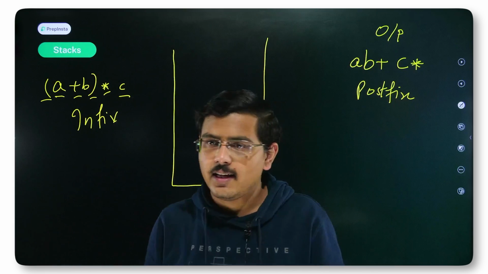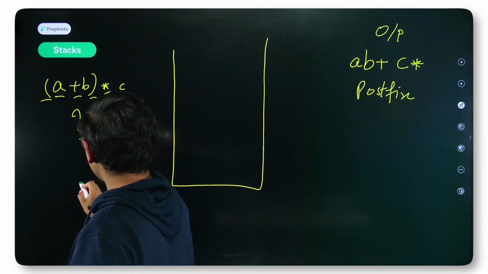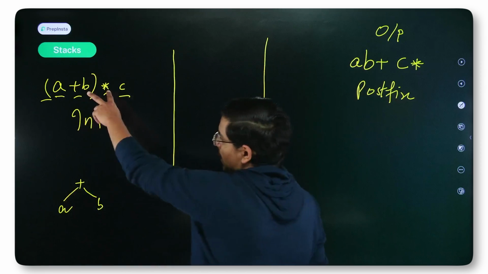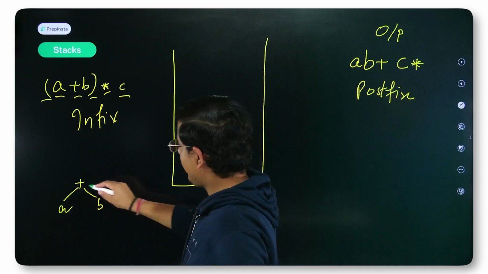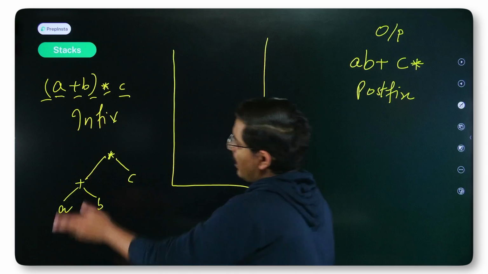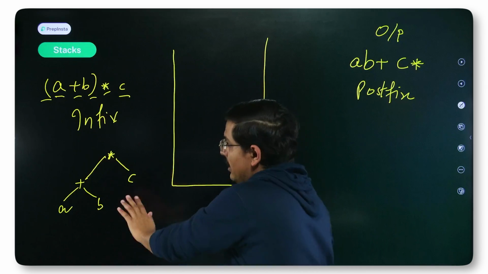Now let's verify this with a tree. Look, it is something like this. First of all, the bracket needs to be computed, so a plus b, and then the multiplication operator, and then c. Now how can I make this tree? Just leave it. I'm just telling you this is the tree.